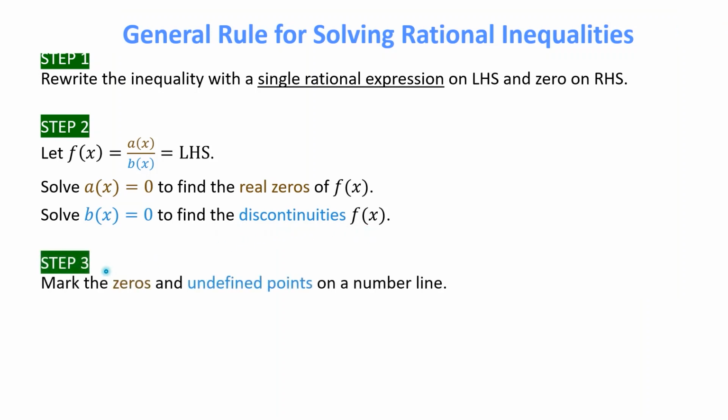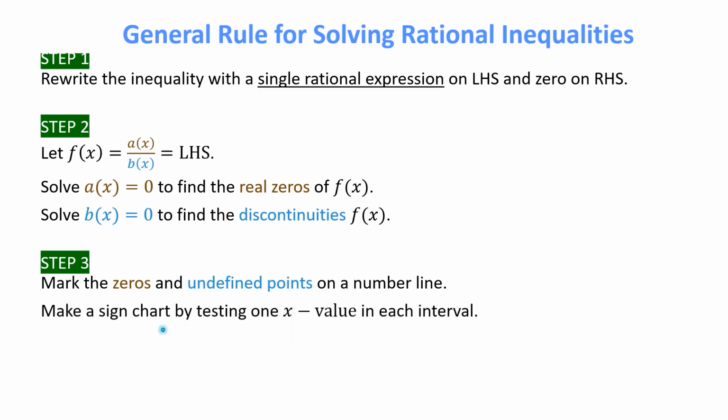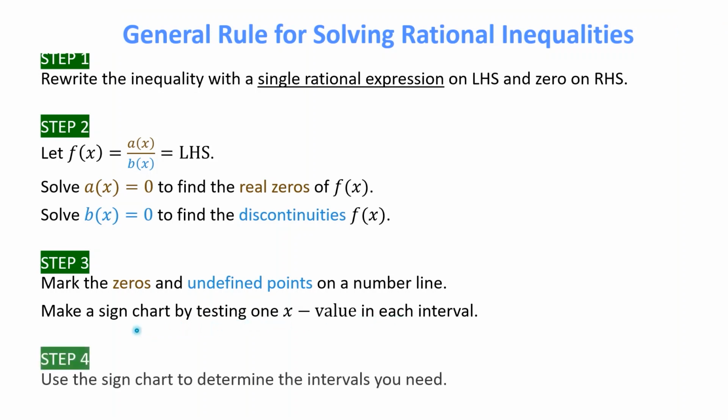Then we move on to step 3 by marking these zeros and undefined points on a number line. Once we've done that, we make a sign chart by testing one x value in each interval. And then moving on to step 4, we use the sign chart to determine the intervals you need. And if there's more than one interval, the union of these intervals is the solution.